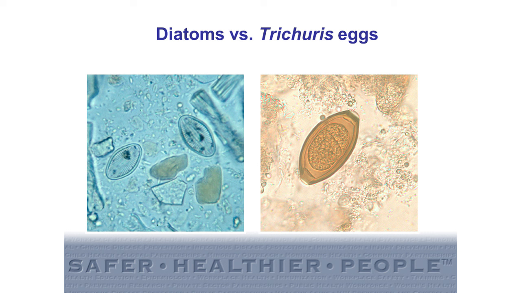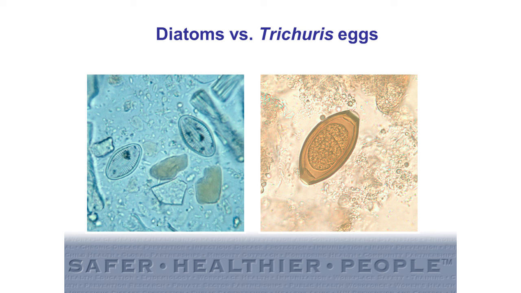Diatoms may often be confused with whipworm eggs that have lost their polar plugs. Again, you have to look at the size, the thickness of the shell, the internal structures, and even the color of the objects to be able to distinguish them from whipworm eggs.